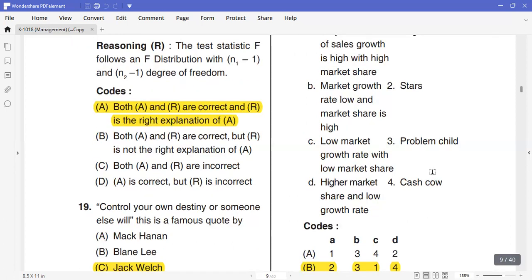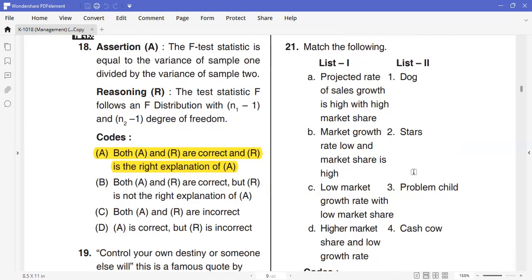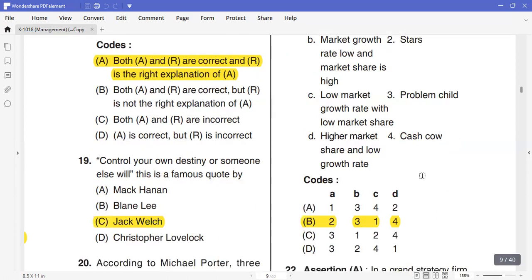Then we have a high market share and low growth rate. So this is called cash cow because the market is very big. The share of the market is very high. So therefore, you can gradually increase the revenue generation over a period of time. So therefore, it is called as the cash cow. So therefore, the correct answer for 21st question is B. The codes are 2, 3, 1, 4 for A, B, C, D.